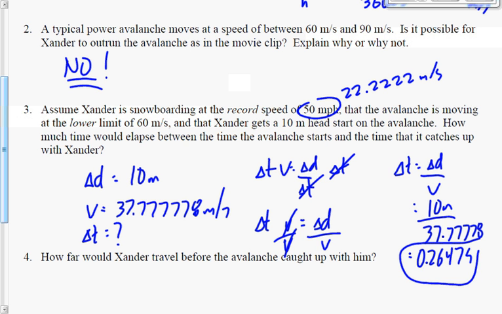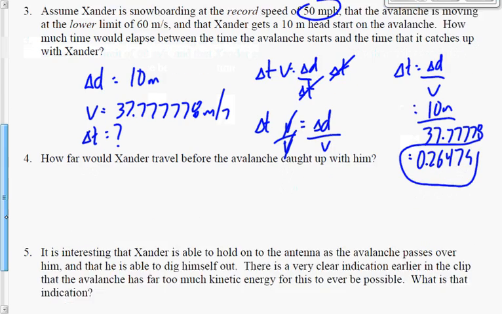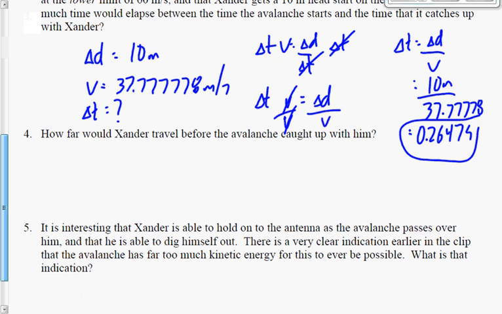So we watched, I don't know how many minutes of that clip yesterday, several minutes of the clip, probably 3 or 4 minutes of him outrunning this avalanche. How long could he outrun this avalanche? 1/4 of 1 second before it buried him. That is, if the avalanche is going really slow, and if he's going as fast as this snowboarder has ever gone. So the odds of him outrunning it for even 1/4 of a second would be close to 0. How far would Xander travel before the avalanche caught up with him? Well, he's traveling at 22 meters per second.